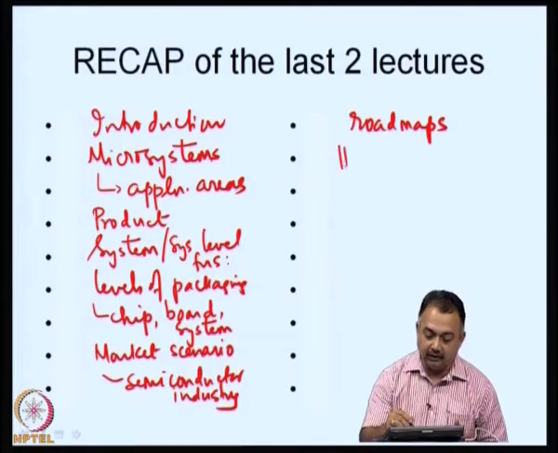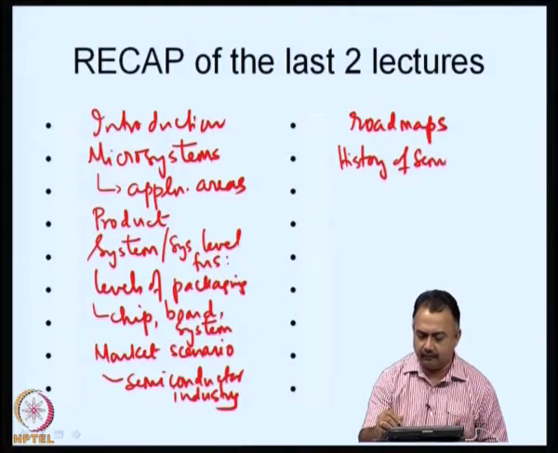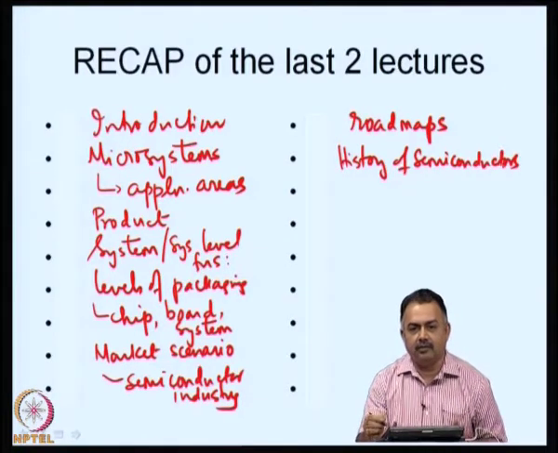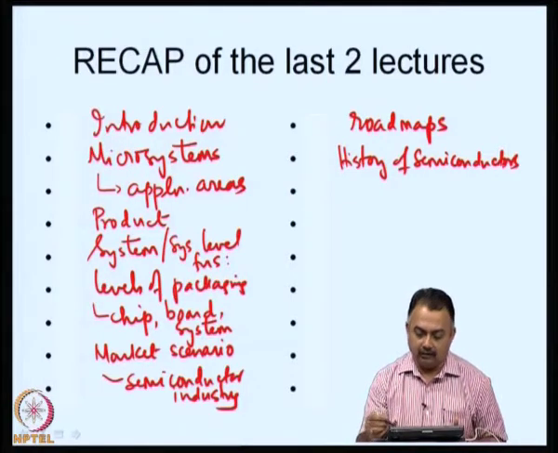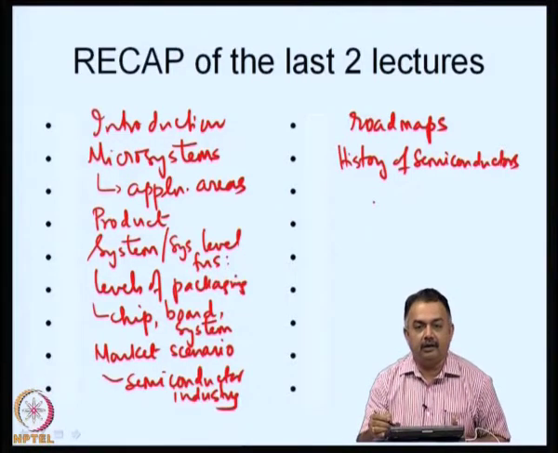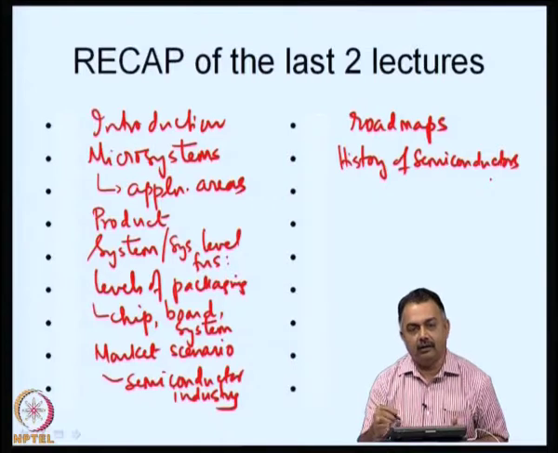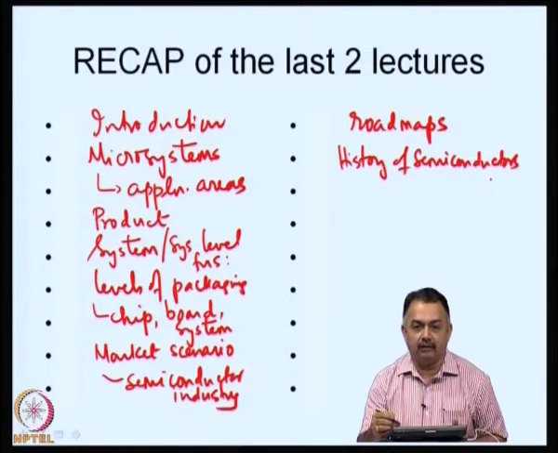Then we have seen the history of semiconductors. We have seen various processes over the last few decades, and then we have seen the impact of materials and processes, and their direct impact on the evolution of systems.